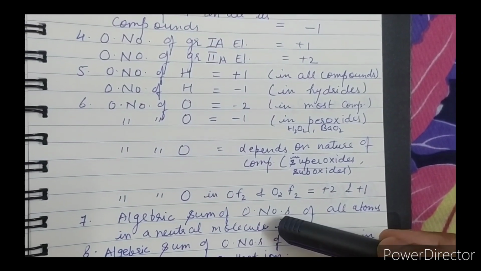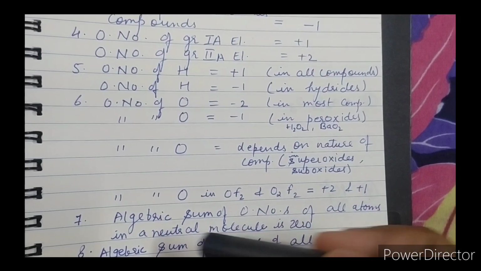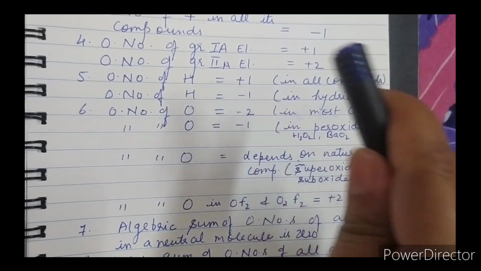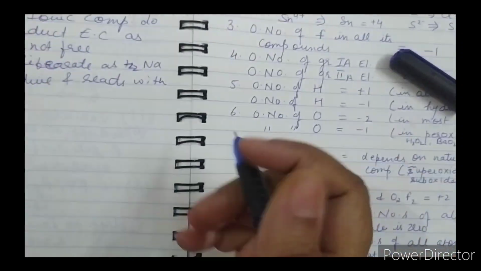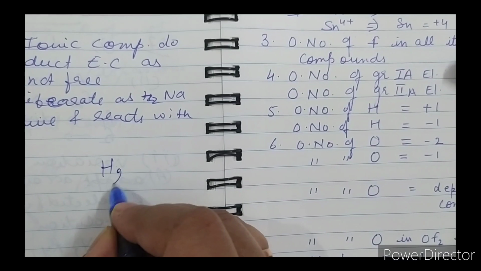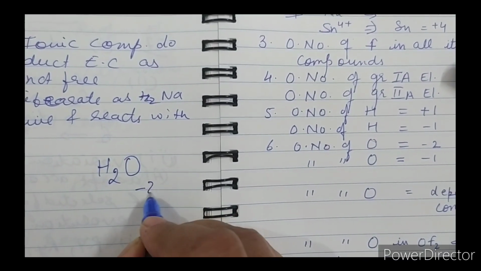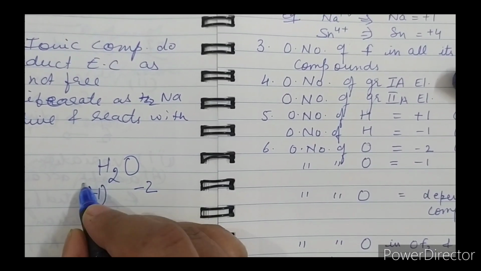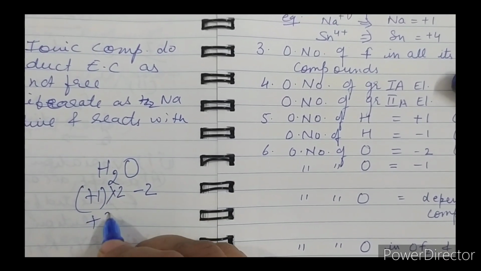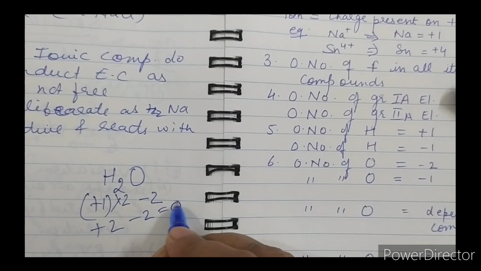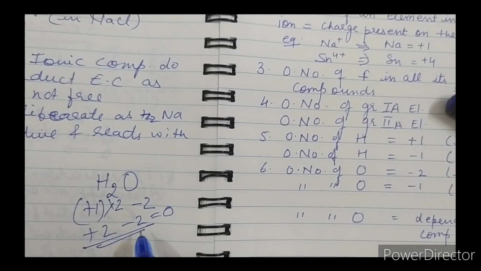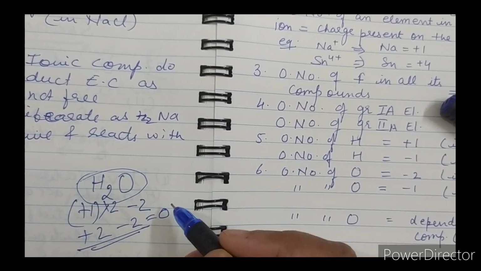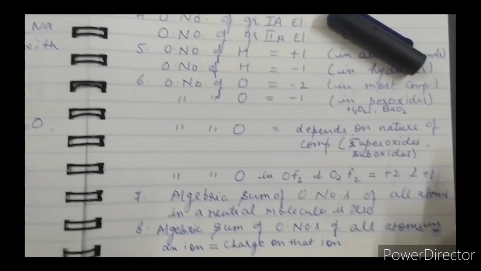Algebraic sum of the oxidation numbers of all the atoms in a neutral molecule will always be 0. For example, if there is water, here oxygen is having -2 oxidation number and hydrogen is +1 into 2, that is +2. So +2 -2 will be equal to 0. So the sum of the oxidation numbers of all the atoms in a neutral molecule will be equal to 0.